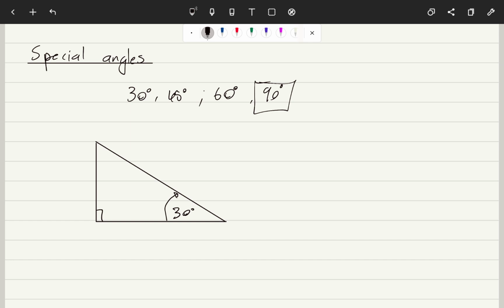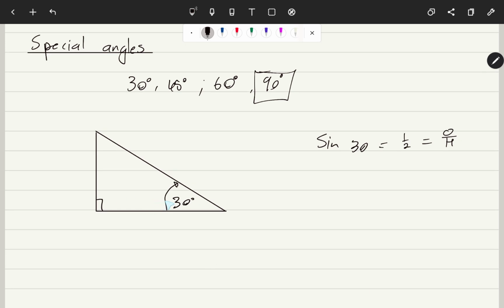It's that sine 30 is equal to what? Half, right? And then I know sine is opposite over hypotenuse. That means that if I go back to my triangle, whatever is opposite 30 degrees is gonna be 1, né? And then the hypotenuse is gonna be 2, right?